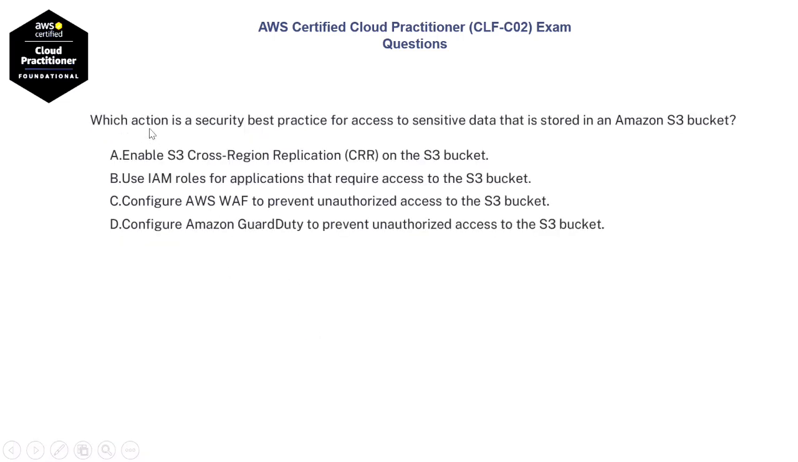Next question. Which action is a security best practice for access to sensitive data that is stored in an Amazon S3 bucket? Option A. Enable S3 cross-region replication on the S3 bucket. Option B. Use IAM roles for applications that require access to the S3 bucket. Option C. Configure AWS WAF to prevent unauthorized access to the S3 bucket. Option D. Configure Amazon GuardDuty to prevent unauthorized access to the S3 bucket.